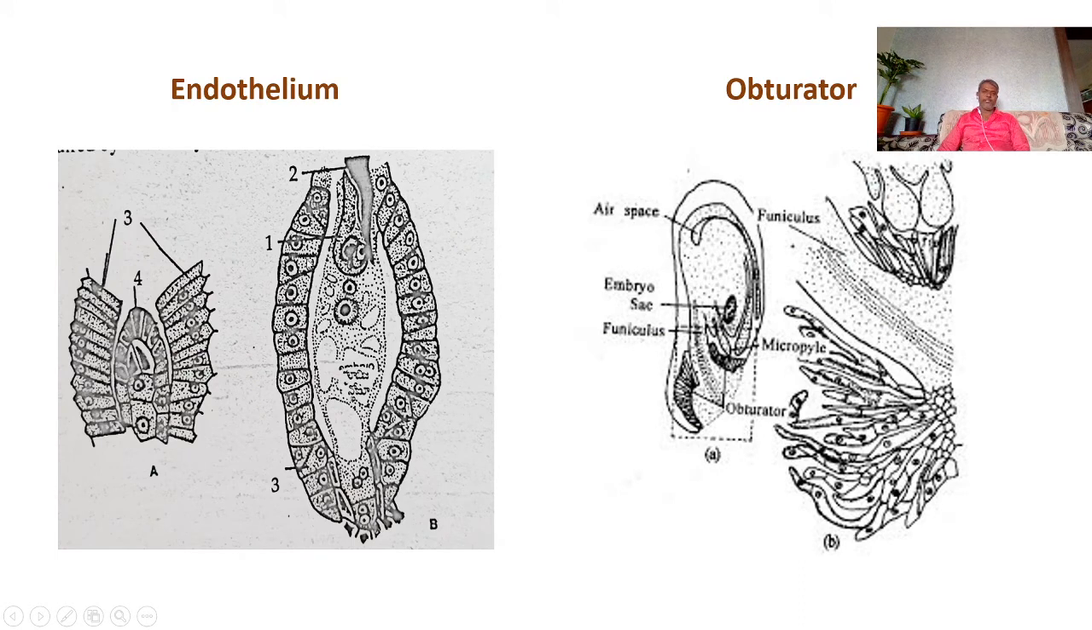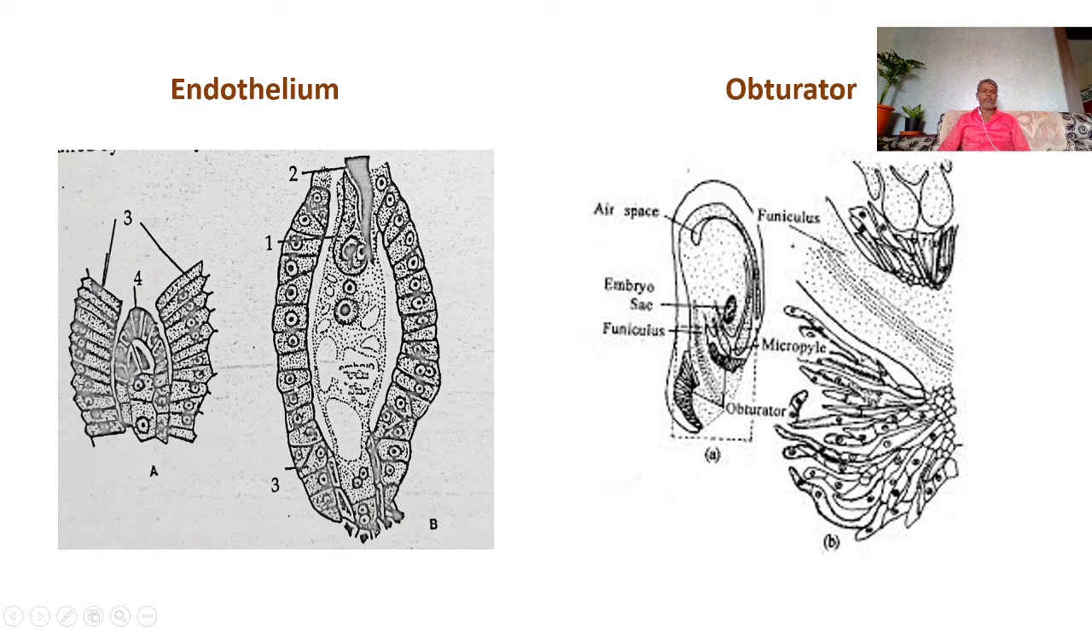Next one is the endothelium. This is the embryo sac, and this is the inner integument. The embryo sac is closely attached to the inner integument, so the endothelium is the innermost layer of the inner integument. You can see the cursor here.